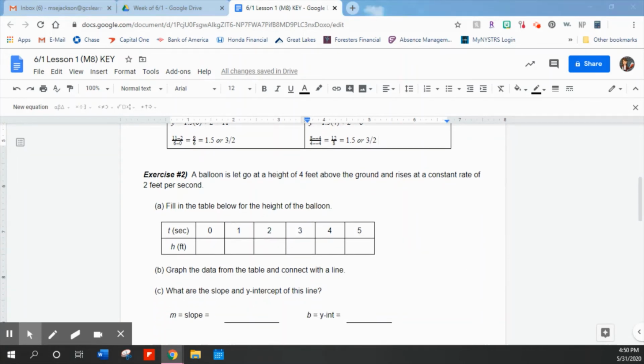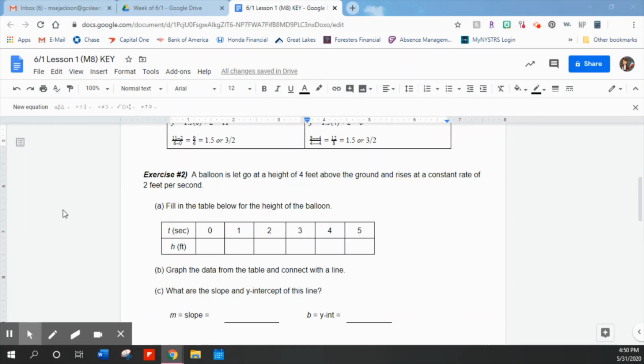All right, so let's take a look at the second exercise. It says a balloon is let go at a height of 4 feet above the ground and rises at a constant rate of 2 feet per second. So again, it is let go at a height of 4 feet. Imagine that you have a balloon in your hands and you're about to let go of it. Now that balloon is a couple feet off the ground unless you're laying on the ground. Okay? So it's going to rise at a constant rate of 2 feet per second.